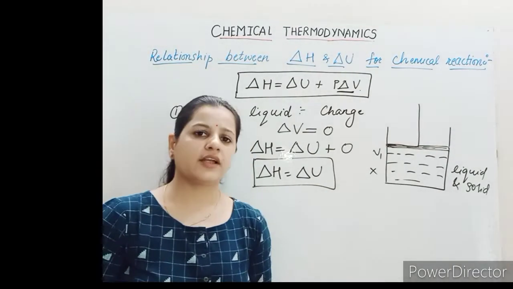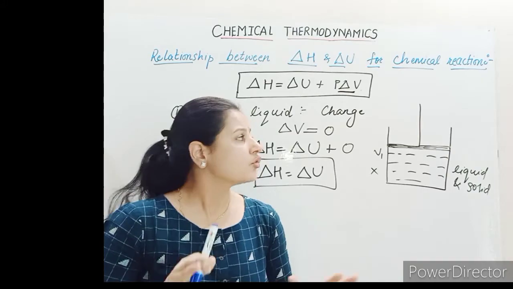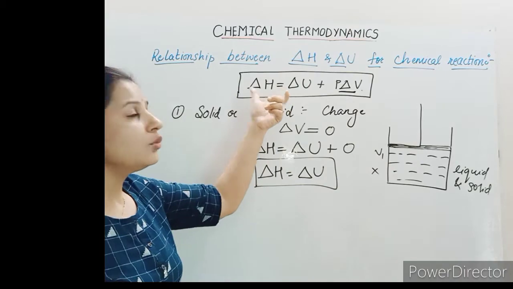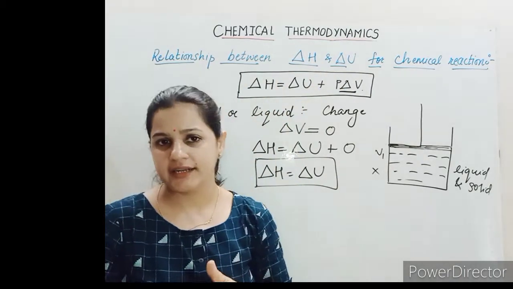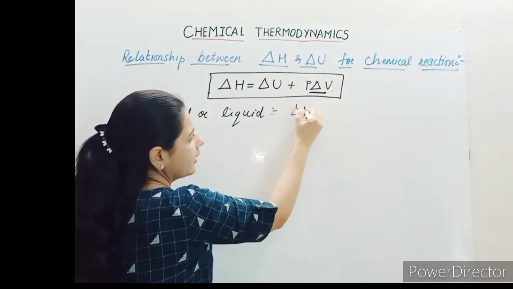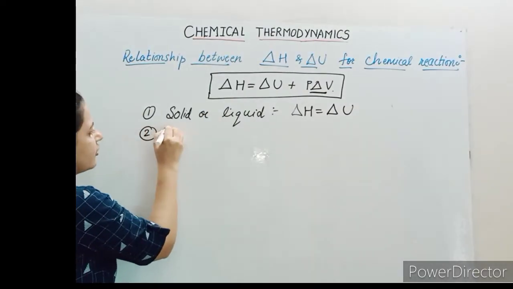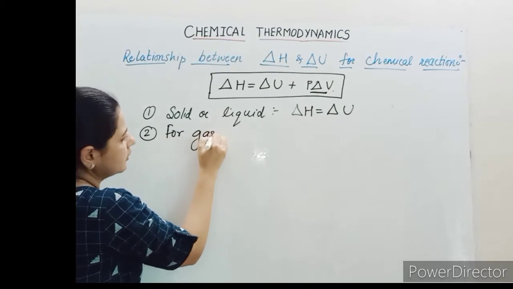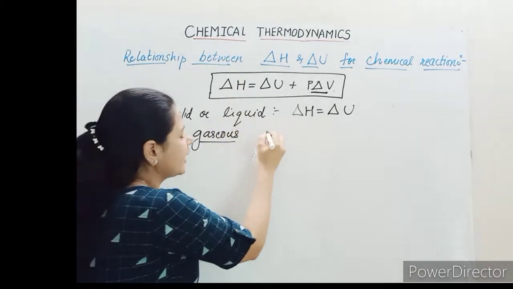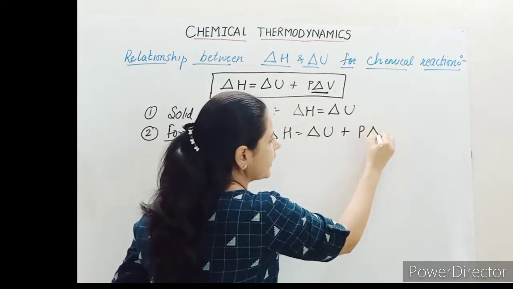But as we have said earlier, in this chapter we are going to emphasize systems which consist of gases. So let us consider a gas and try to derive a relationship between delta H and delta U for a gaseous system. For solids or liquids, delta H is equal to delta U. Now let us study the gaseous system. For gases, the relation is delta H is equal to delta U plus P delta V.